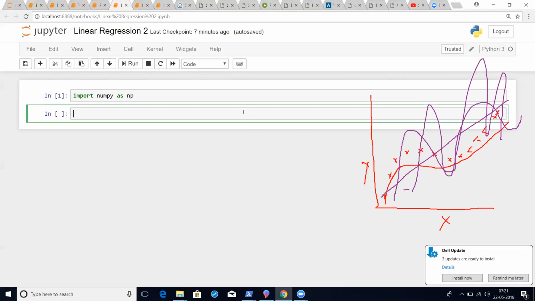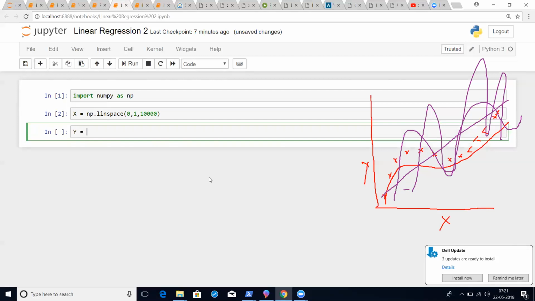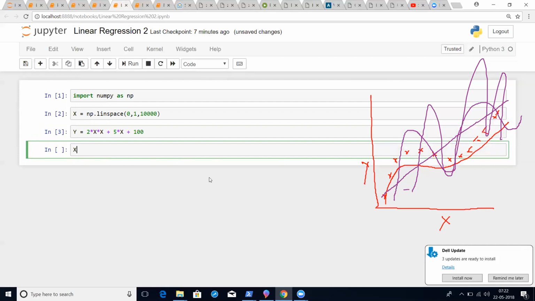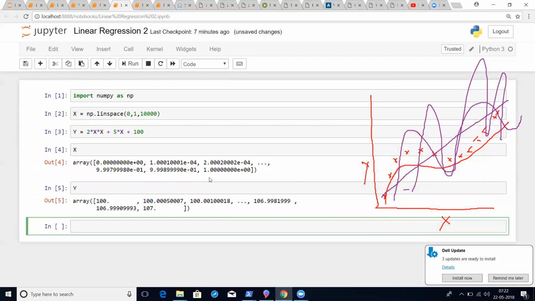Let's generate the data. We are generating data from 0 to 1, 10,000. Y is equal to, see, I'm generating a polynomial degree line: X times X plus 5 times X plus 100. You saw, we have X, we have Y, we have a polynomial degree line.